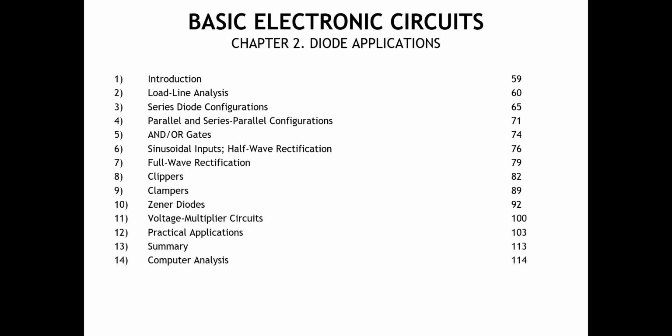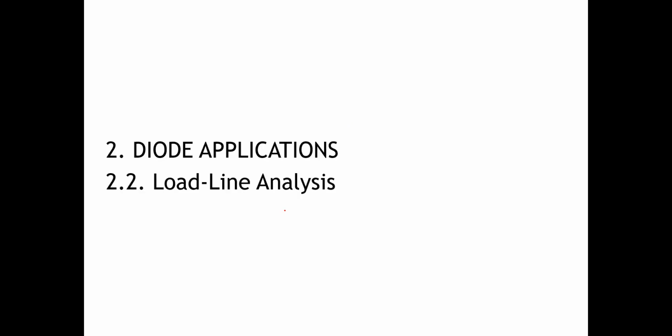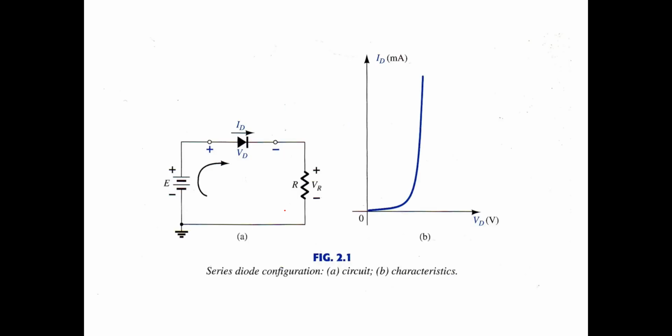The first one is load line analysis, and then series diode configuration, parallel and series parallel configuration, and OR gates, rectifier. There are two kinds of rectifier, half wave and full wave, and then clippers, clampers, Zener diodes, voltage multiplier circuits, and practical application. Okay, I will start with the load line analysis.